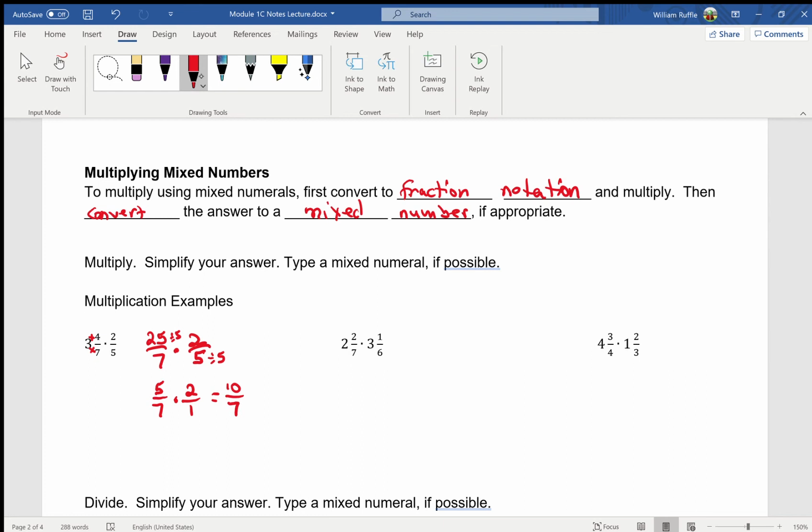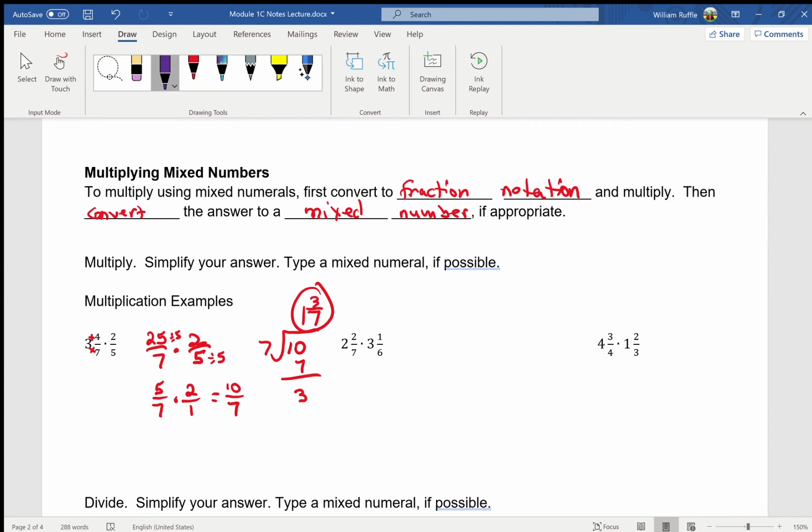Now this is an improper fraction. The number is bigger on the top, so I have to do my long division. Now this is a very easy one, because it only goes in once. And so we get 1 3/7.